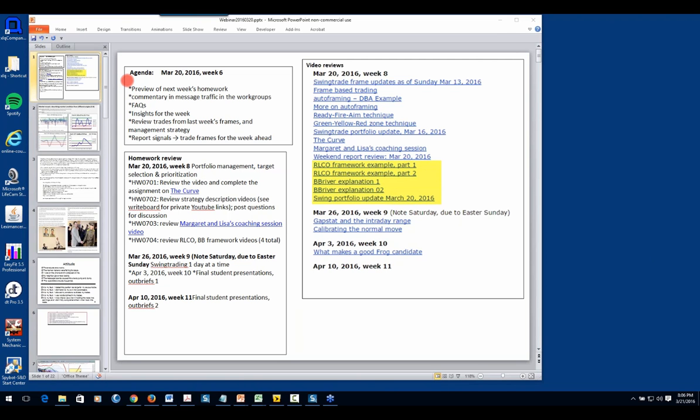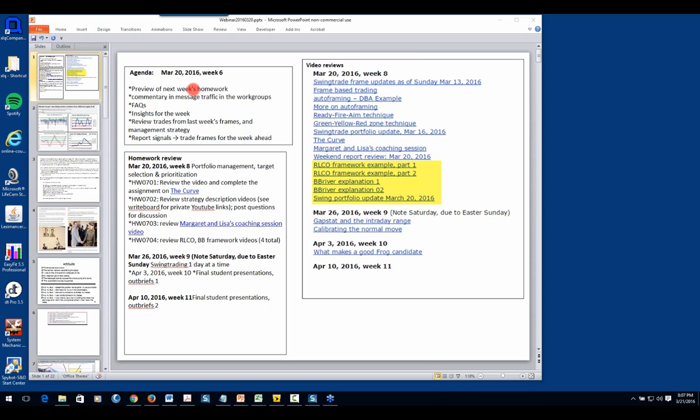All right, so this is the agenda. We'll follow the usual stuff. We're going to preview next week's homework. I'm going to make some commentary on the two pieces of message traffic in the board that I wanted to address tonight. I want to give some insights for the week. We'll review some trades from last week, and update that swing list. And we'll just drive on with the usual suspects here.